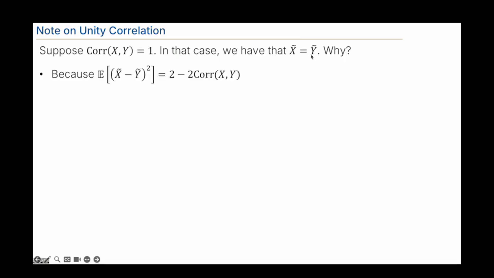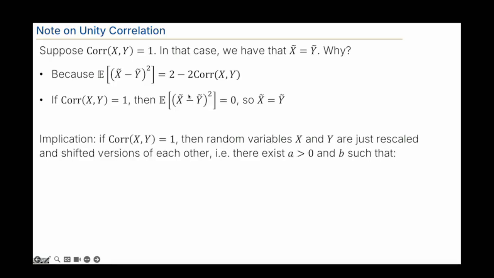And the reason, if we were to actually work this out, if we take this expression here, x tilde minus y tilde squared, we showed earlier that's 2 minus 2 correlation xy. If that correlation is 1, then this entire expectation ends up being 0, because it's 2 minus 2. And since the expectation of this difference is 0, the only way that can happen is if the x tilde and y tilde are the same.